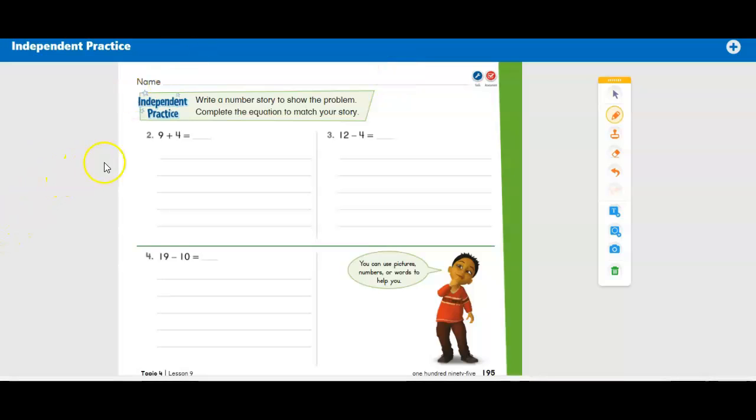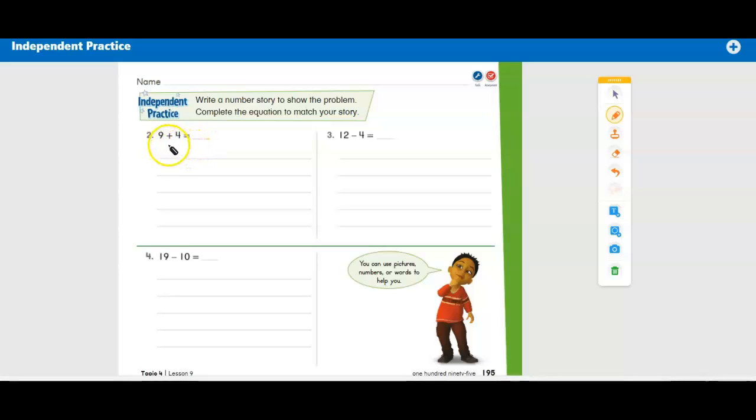So on your independent practice, you are having to solve 3 problems, and our friend down here says you can use pictures, numbers, or words to help you. So let's look at number 2 together. So on number 2, we have 9 plus 4 equals blank.